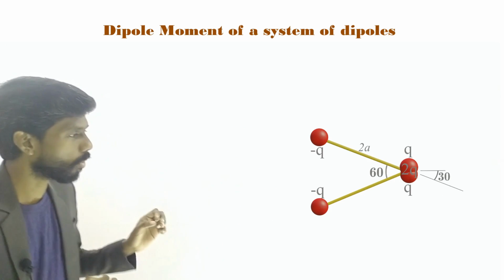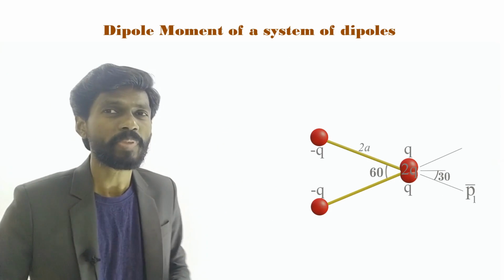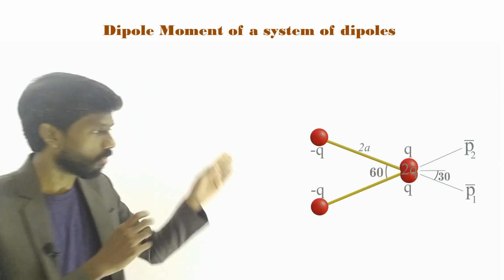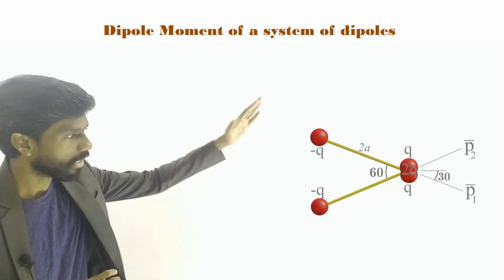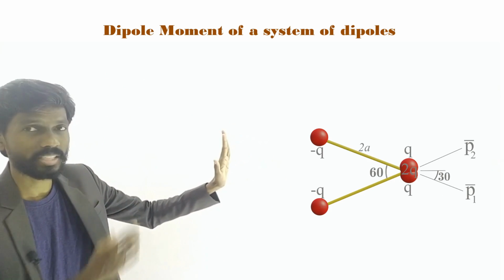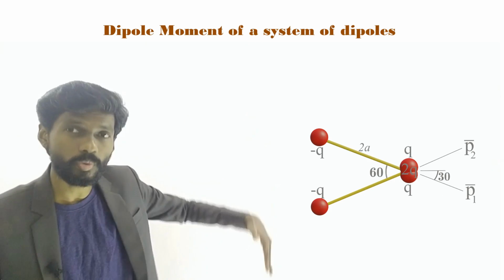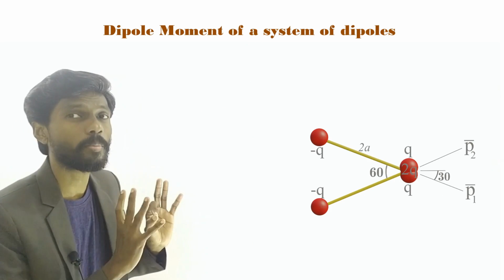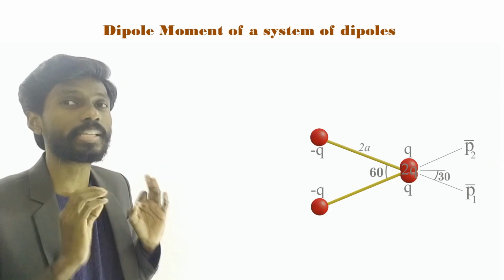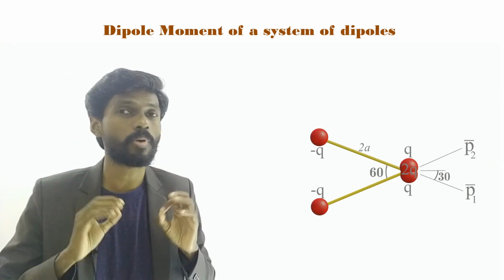Similarly, for the second dipole, we have the dipole moment in this direction. Again, that makes angle 60 degrees. By symmetry, the vertical components of these two dipole moments will be 0. One has a vertical component in the vertically upward direction, the other has a vertical component in the vertically downward direction. So these two cancel each other. We want to find the vector sum, so the vertical components cancel each other and only the horizontal components are added.